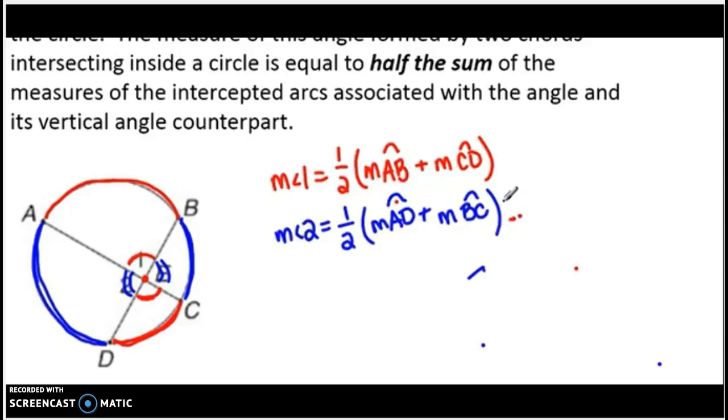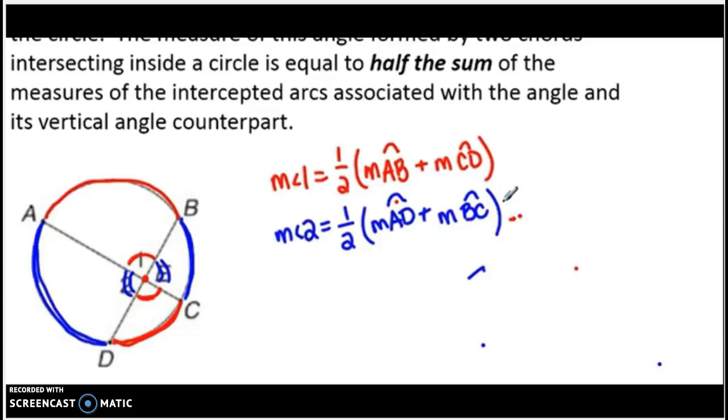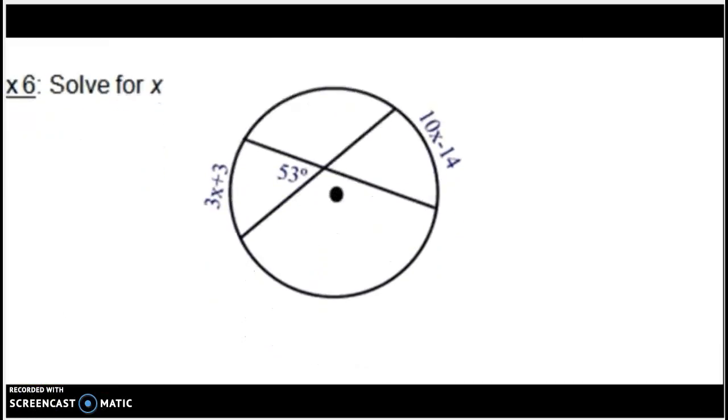All right, that's the first important rule that you need to remember for today. Anybody whose vertex is inside the circle has a degree measure that's equal to half the sum of its arc and its vertical angle's arc. This video doesn't run for too long. This guy's a little bit different.